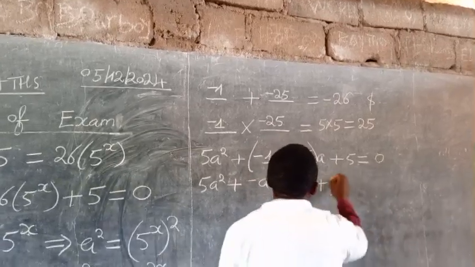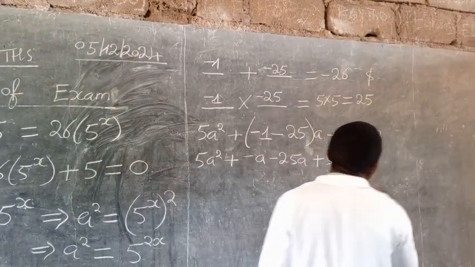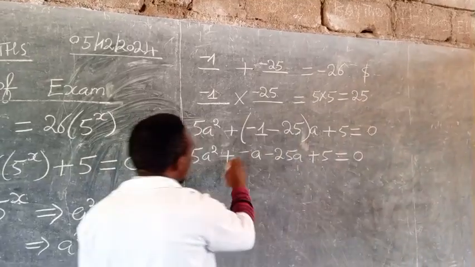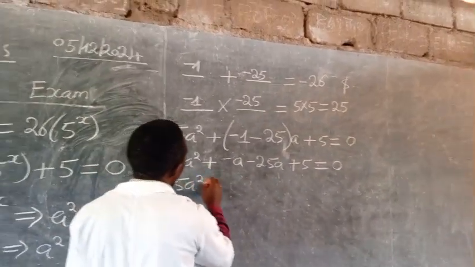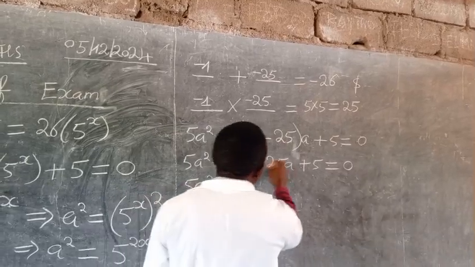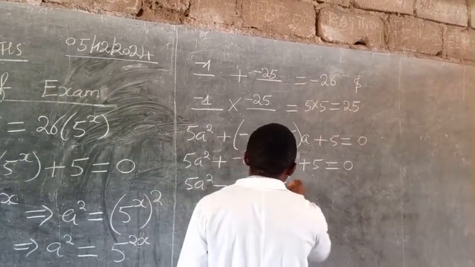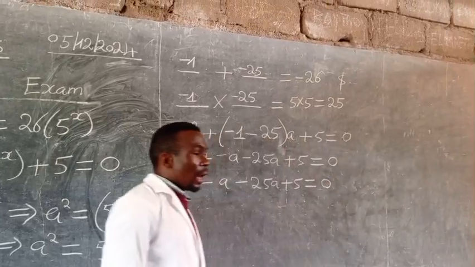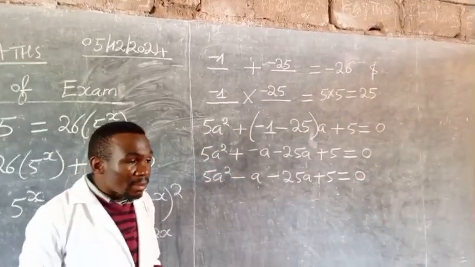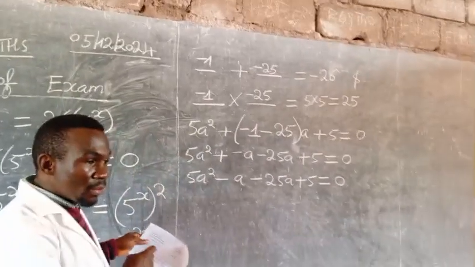Plus 5 is equal to 0, right? Here we know positive, negative, who will stay? Negative. This will give us 5a squared minus a minus 25a plus 5 is equal to 0. Now we are going to group them in pairs. Then we factor out the common terms, right?